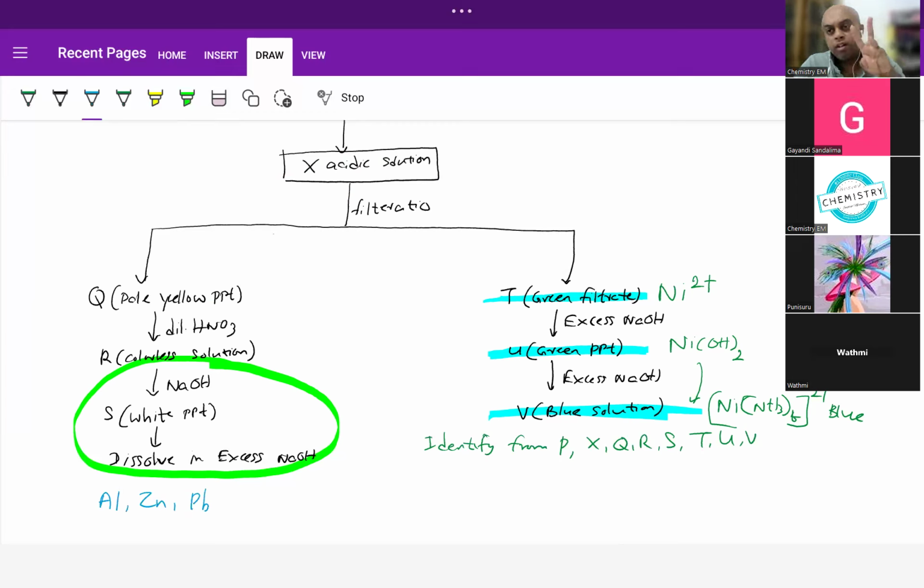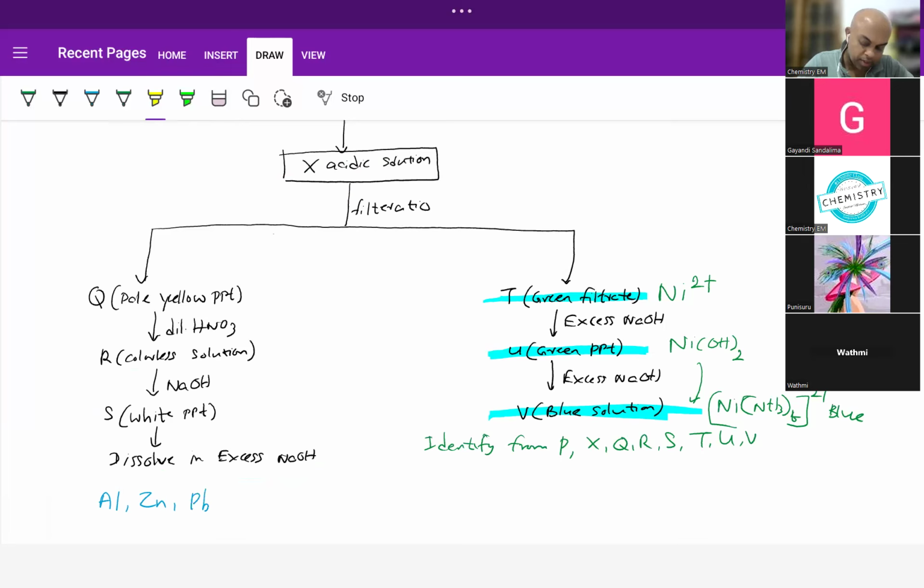Now, out of these three, what is the candidate here for the left hand side? Aluminium, zinc, or lead? What is the catching point here? The catching point to check whether it is aluminum, zinc, or lead is this one. By applying dilute HNO3 to a pale yellow precipitate, it is creating a colorless solution. What is that?